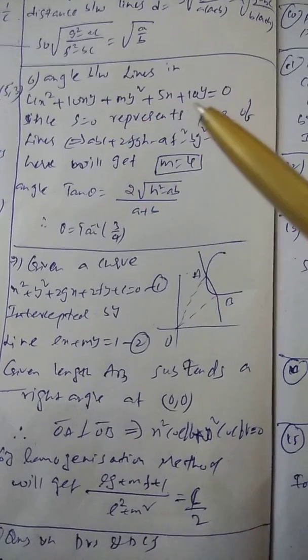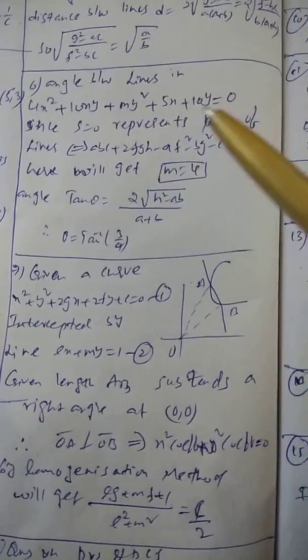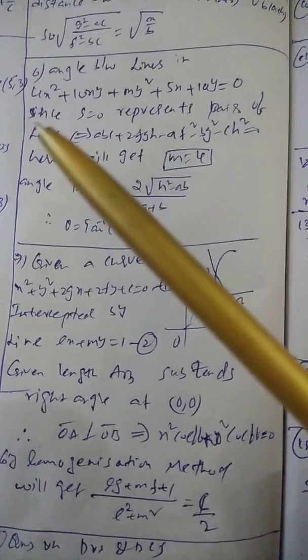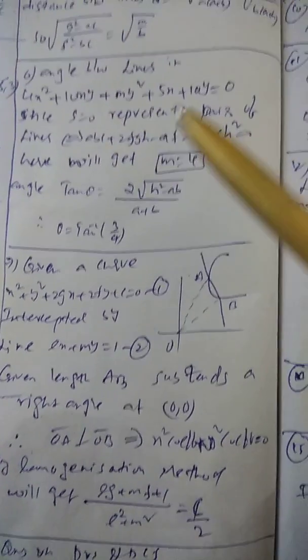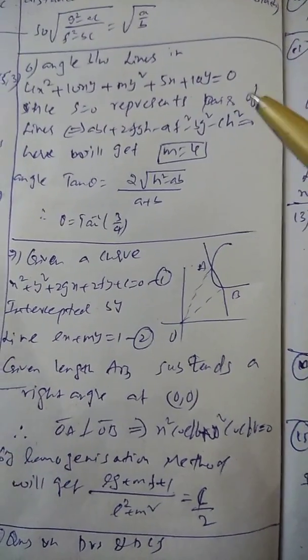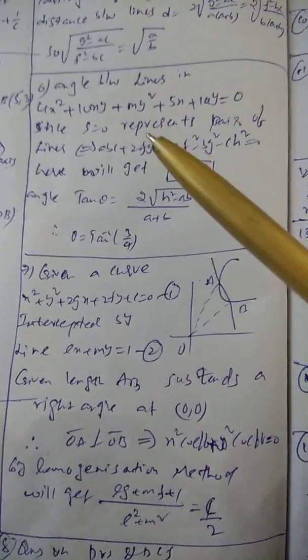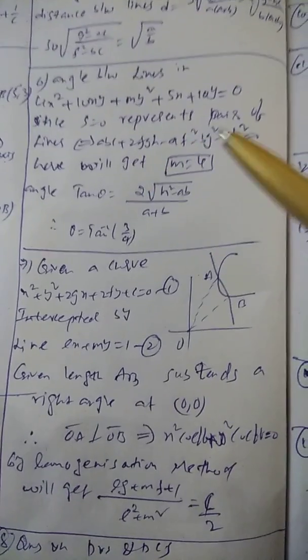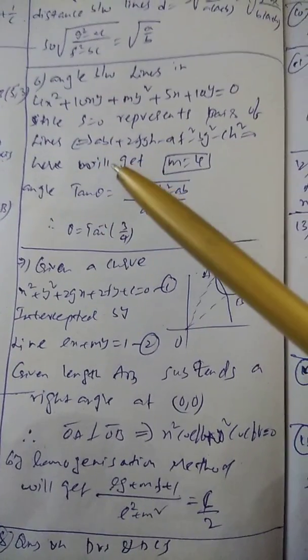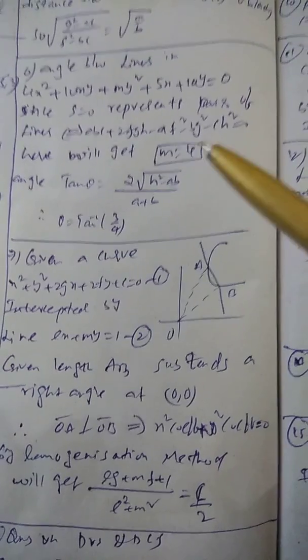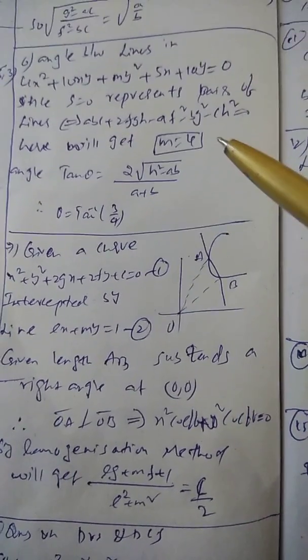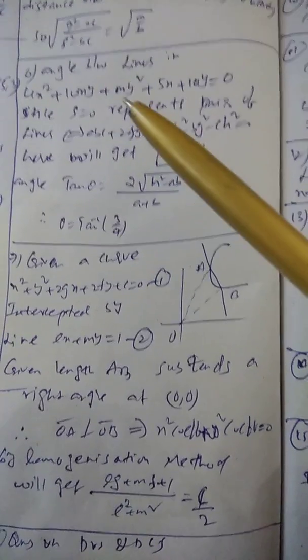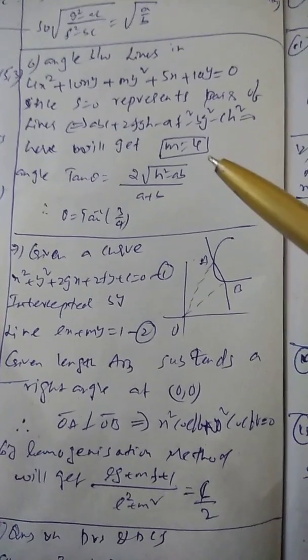First compare the equation with the standard form of pair of lines, S = 0: ax square + 2hxy + by square + 2gx + 2fy + c = 0. Then it represents a pair of lines, so delta equals 0. Delta is nothing but abc + 2fgh minus af square minus bg square minus ch square equals 0. We'll get m value as 4.